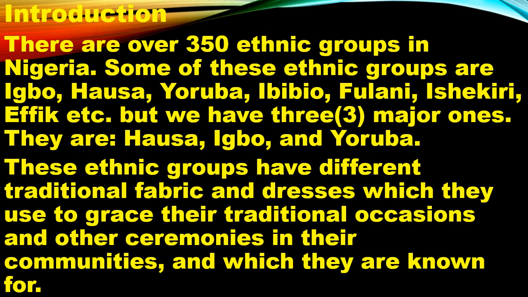Let's introduce the topic of our lesson, which says traditional fabrics and dresses. There are over 315 ethnic groups in Nigeria. Some of these ethnic groups are Igbo, Hausa, Yoruba, Ibibio, Fulani, Itsekiri, Efik, and other ethnic groups. But we have 3 major ones: Hausa, Igbo, and Yoruba. These ethnic groups have different traditional fabrics and dresses, which they use to grace their traditional occasions and other ceremonies in their communities, and which they are known for.